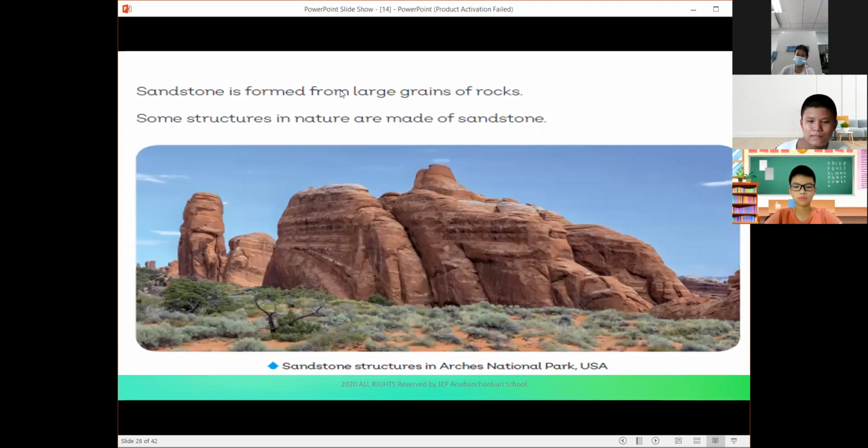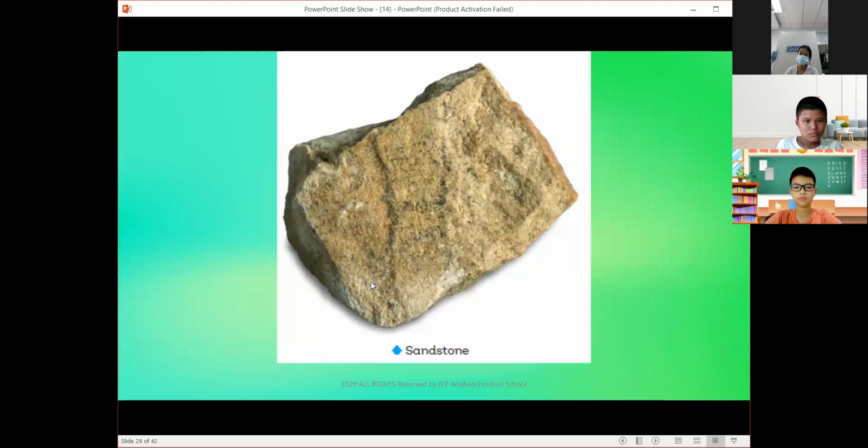Some structures in nature are made of sandstone. If you can still remember the natural rock formations that I showed you two lessons ago, Monday last week, you can see that there are different rock formations, and many of those are made up of sandstone. Some structures in nature are made of sandstone. This is in Arches National Park, USA. So that is a picture of sandstone.